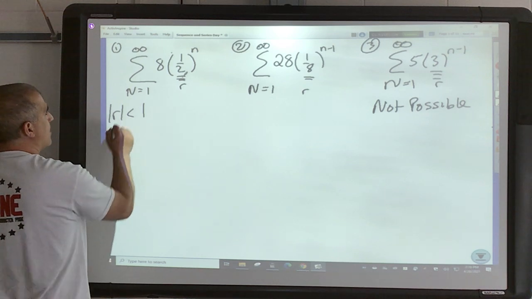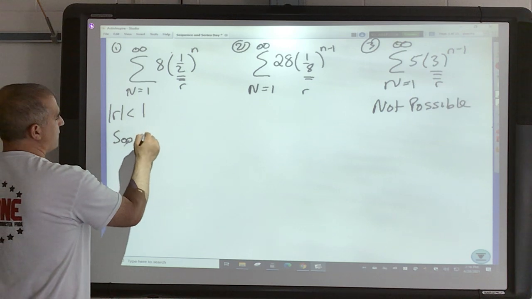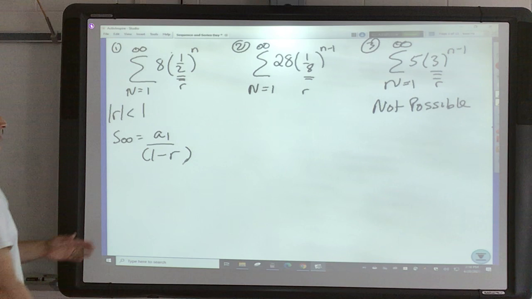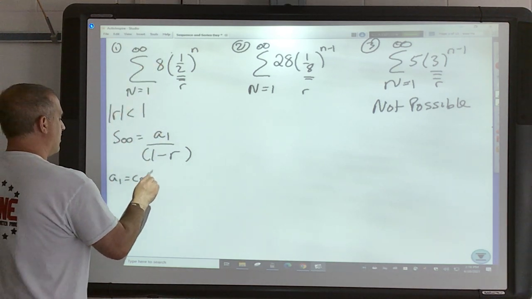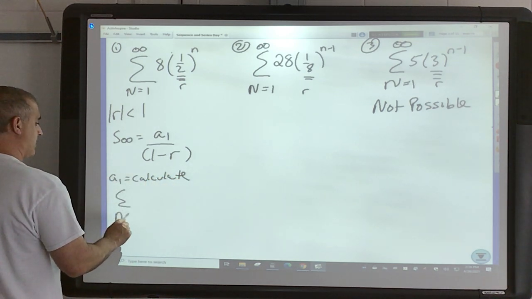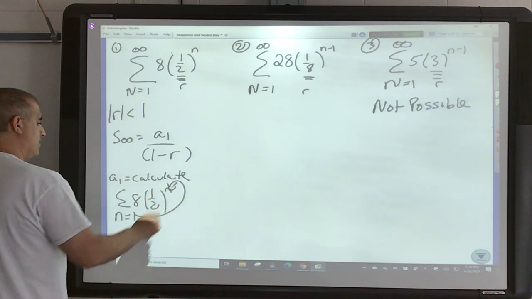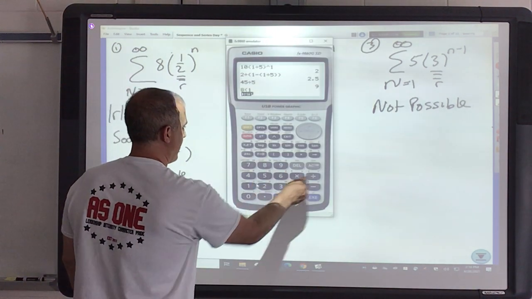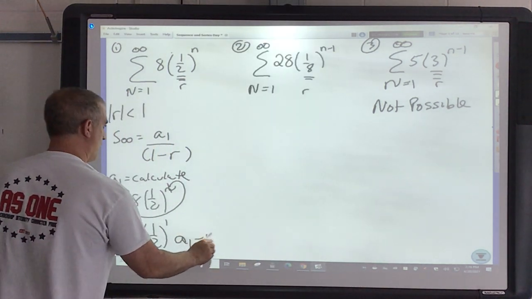Now what I'm going to need to do is apply the infinite sum formula. That's A1 over 1 minus R. Now I already have the R, that's easy. Now I have to calculate A1. The way I do that is, whatever that formula is, I'm going to put 1 in here and do a calculation. So that'll be 8 times 1/2 to the first power. So A1 in this case is 4.